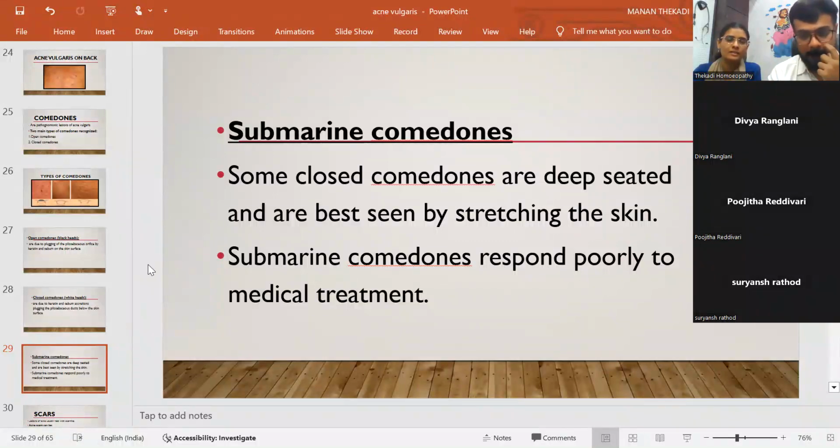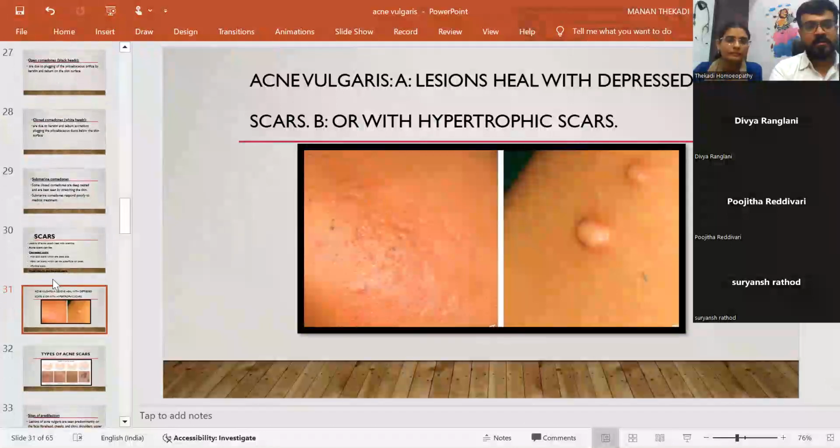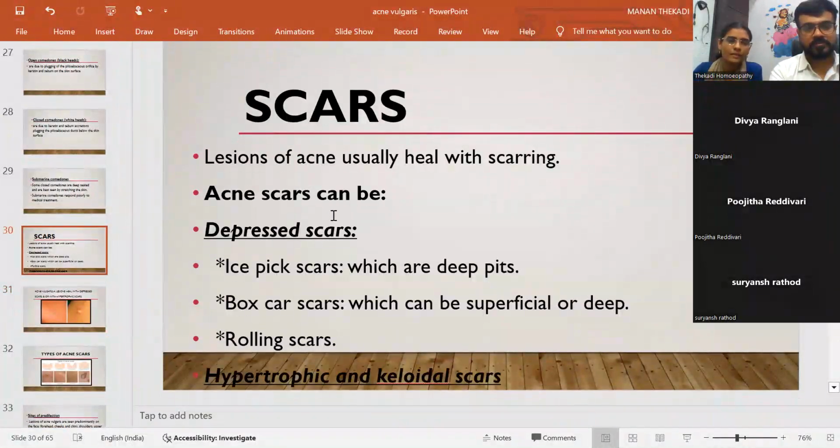And submarine comedones, as sir discussed, do not respond well to medical treatment. Now, when the acne leaves the skin and heals, it leaves scarring. The scars are of two types, generally: depressed scars and hypertrophic scars. Depressed scars create a pit on the skin, or a shrunken appearance. Depressed scars are of three types: ice pick scar, box scar, and rolling scar. And hypertrophic scars are raised, elevated, thick bumps.